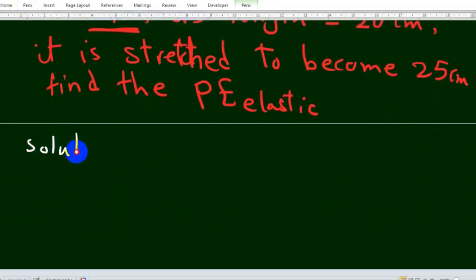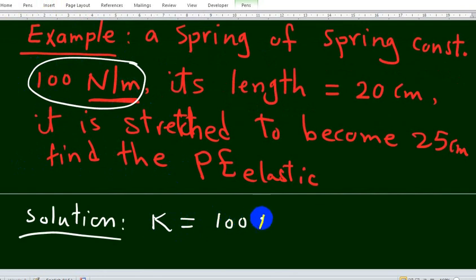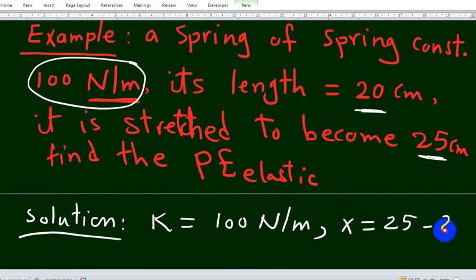So, solution, given here. First is the spring constant, k equals 100 Newton per meter. And its relaxed length, 20, and its length after being stretched equals 25. So x equals 25 minus 20. So x equals 5 centimeters. After converting it into meters, it will be 5 times 10 power negative 2. Okay.